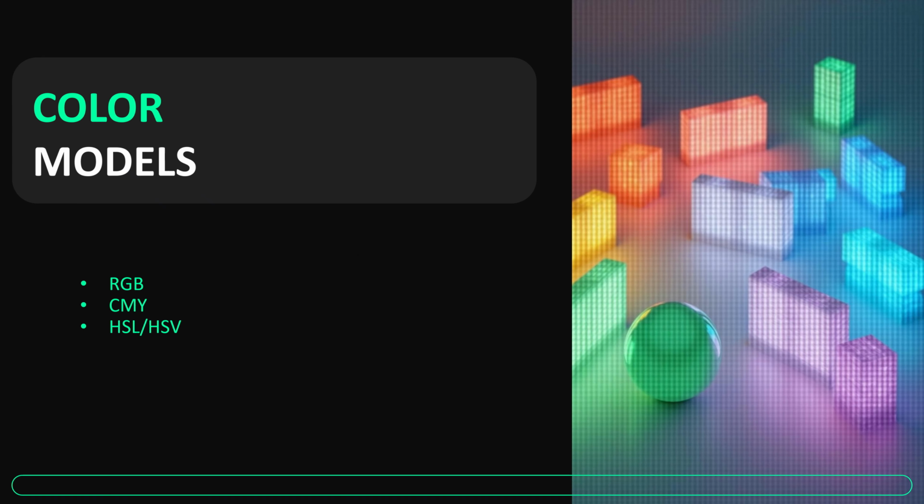The color models are the techniques used to represent colors in computer displays. There are three major color models: the RGB model or the additive model, the CMY model or the subtractive model, and the HSL or HSV model, also popularly known as the perceptual model. These are the models majorly used to represent colors in computer graphics.